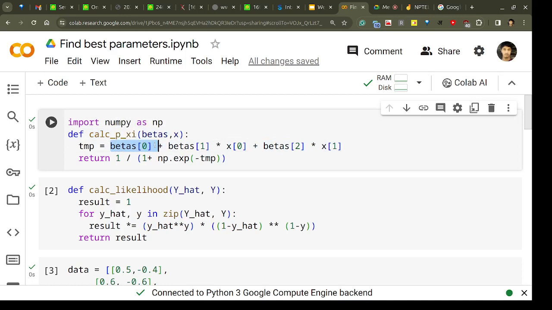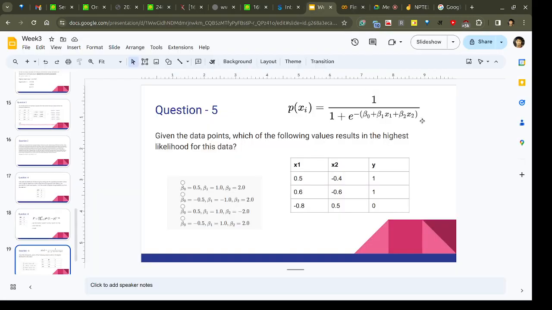Here beta 0 plus beta 1 x1 plus beta 2 x2. Here x0 is used because this is x1, and index starts from 0, and this is x2, where 1 is written because index starts from 0. So here we are calculating this value, beta 0 plus beta 1 x1 plus beta 2 x2, this part.